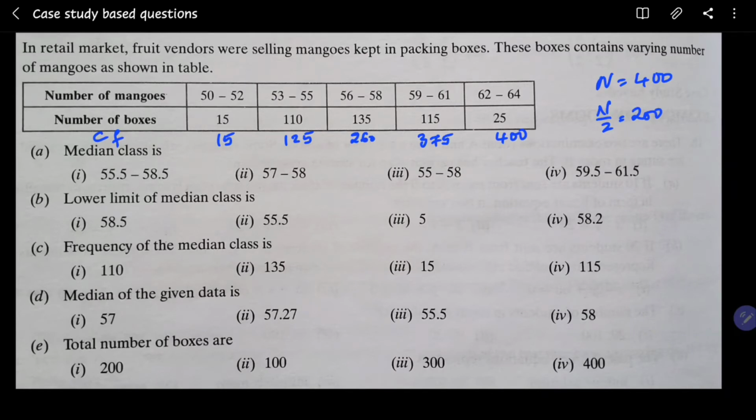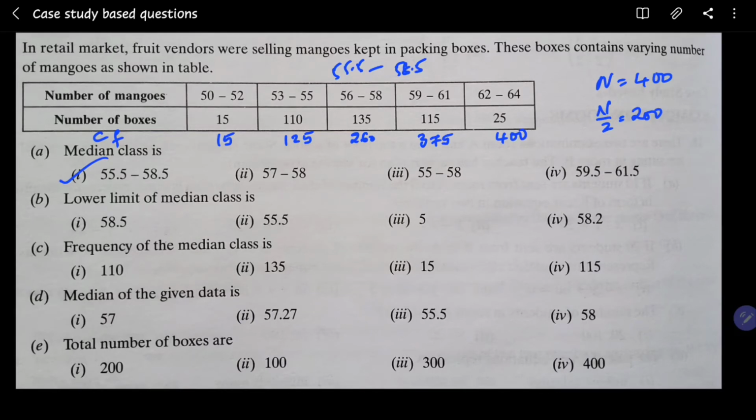So in class number 3, there are boxes from number 126 to 260, which means that the 200th box also belongs to the third class. So the median probably will be in the third class. That is why we say the median class is 56 to 58. But actually, if you observe, the upper limit of a class and the lower limit of its succeeding class are not equal. So what we have to do is match them. For that, just subtract 0.5 from the lower limit and add 0.5 to the upper limit.